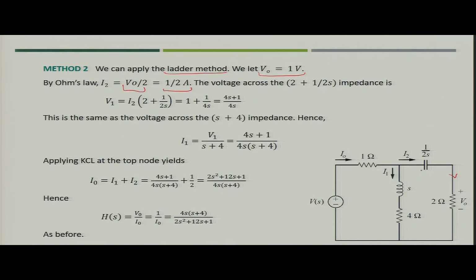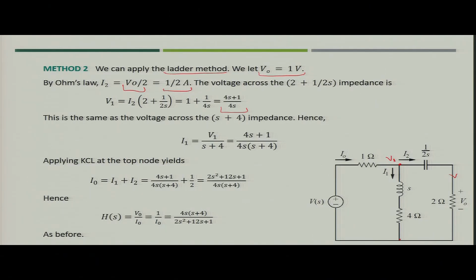Now, when you know the value of current I2, you can find the voltage V1 across this particular leg. The voltage across this leg as well as across the other leg will remain the same because both are in parallel. So, V1 we can find in terms of I2. V1 is nothing but I2 into (2 + 1/2s). When you put I2 equal to 1 by 2, you get V1 as (4s+1) upon 4s.